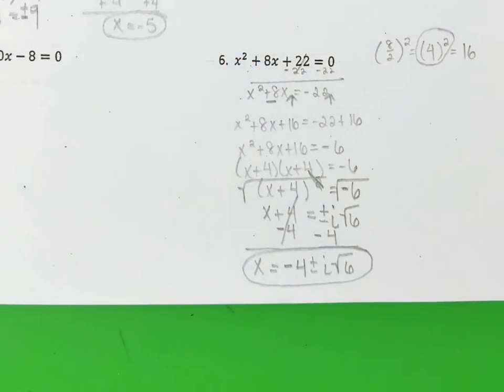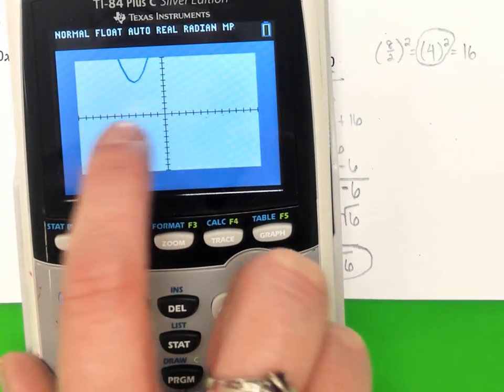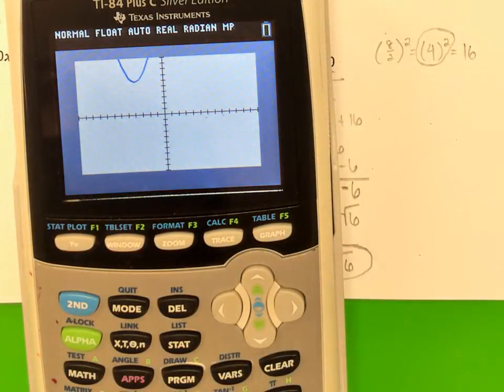Well, what's so special about this one? It doesn't hit the x-axis. Hence the reason why you got an i, right? There is no x because that's why it's imaginary. Y'all get the same thing when you graph it? You see how it's way up there? It never hits the x-axis? Does that make sense? Alright, how do you plug that in?